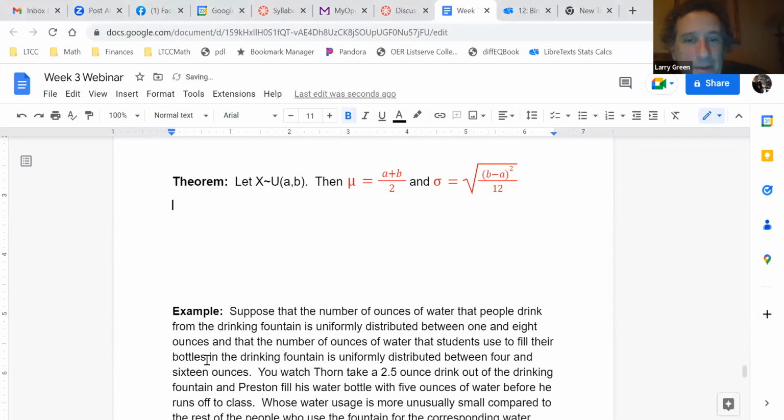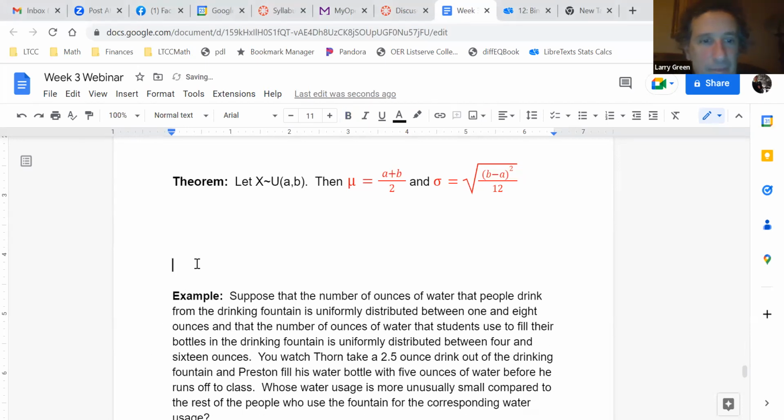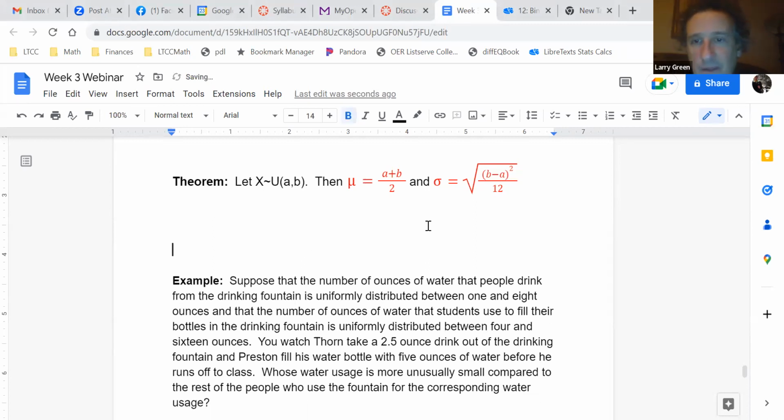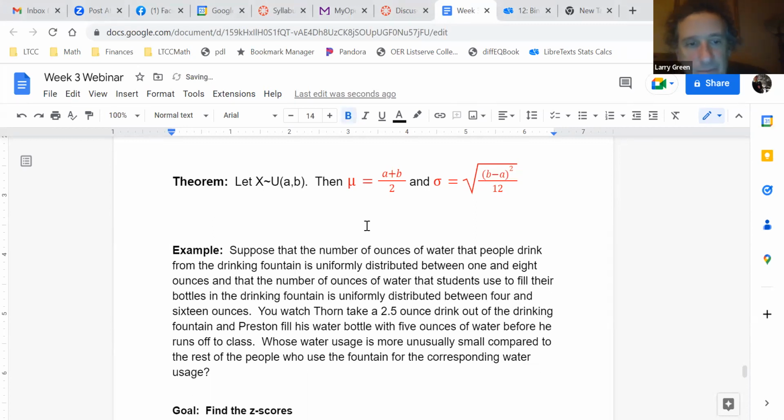So now for an example. All right, so suppose that the number of ounces of water that people drink from the drinking fountain is uniformly distributed between 1 and 8 ounces. And that the number of ounces of water that students use to fill their bottles in the drinking fountain, okay?